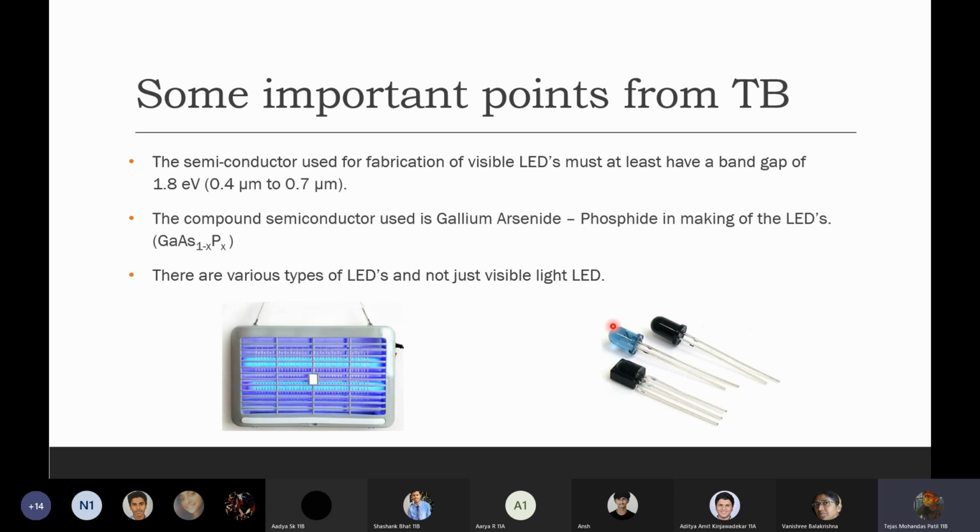And then you have IR LEDs. IR LEDs work on the same principle. The photon emitted is an IR photon, and it helps you to communicate with the receiver. So that is about LEDs.